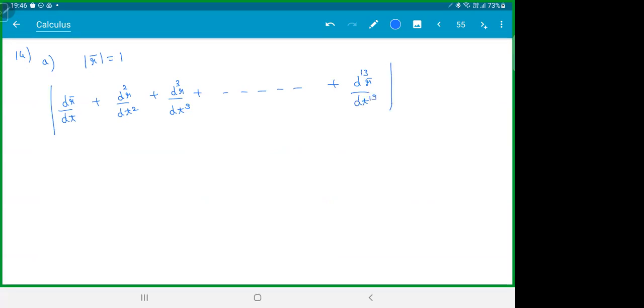Take the magnitude. What is this? So you took a vector r bar, you differentiate once, twice, thrice, fourth, up to 13 times, added all of them, and took the magnitude. What is the magnitude of these 13 vectors? First differential, second differential, third differential, and so on. This is the second differential. This is the 13th differential.